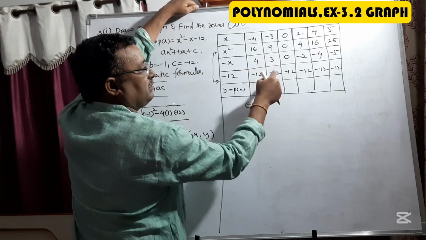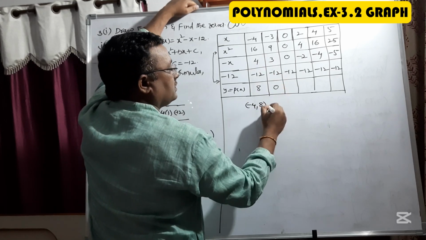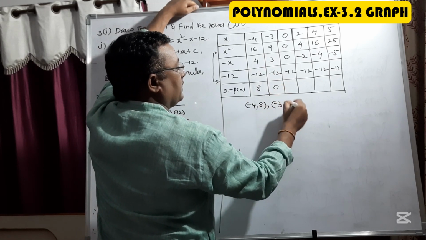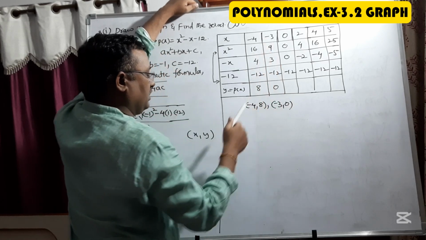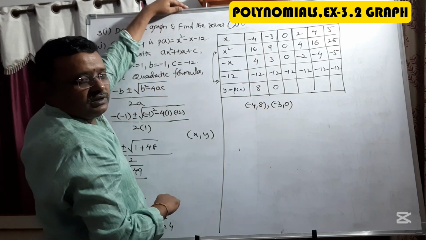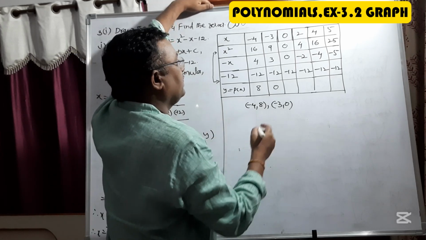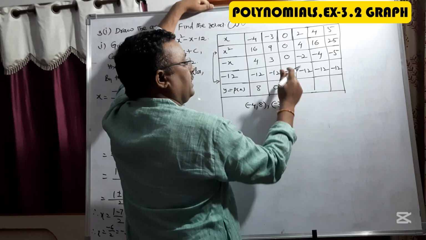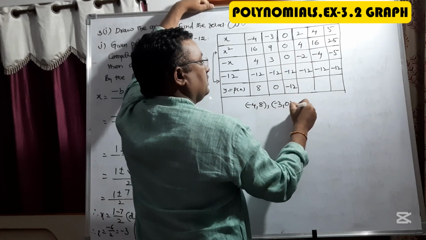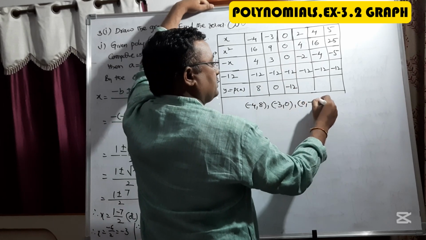9 plus 3, 12, minus 12, 0. Second point, -3 comma 0, because here compulsorily we have to get it. Already in the algebraic process we got that value as 0 only, right? So it will make the polynomial 0. Next value, 0 plus 0 minus 12, that is -12. So the point is 0 comma -12.